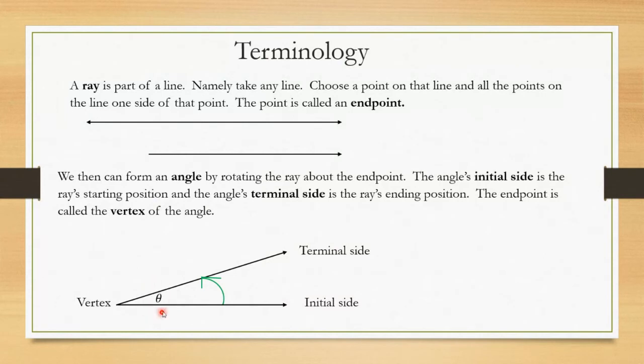Theta here, this angle, theta. This Greek letter, theta, I think it's spelled T-H-E-T-A. This is what we use to denote the angle. Okay? The vertex here, that's the end point. That becomes the vertex of the angle. So essentially, an angle is formed by rotating, and it's a way of measuring rotation. All right.